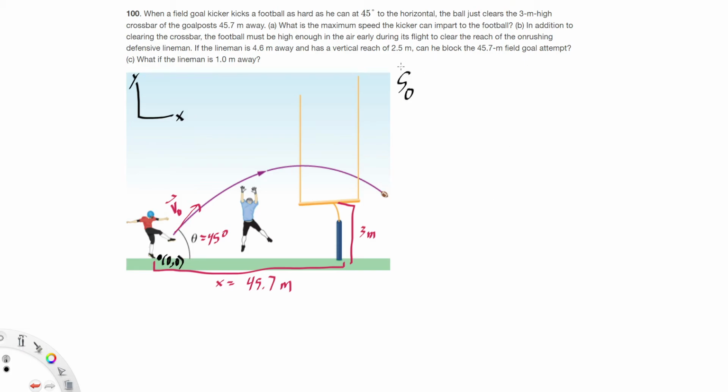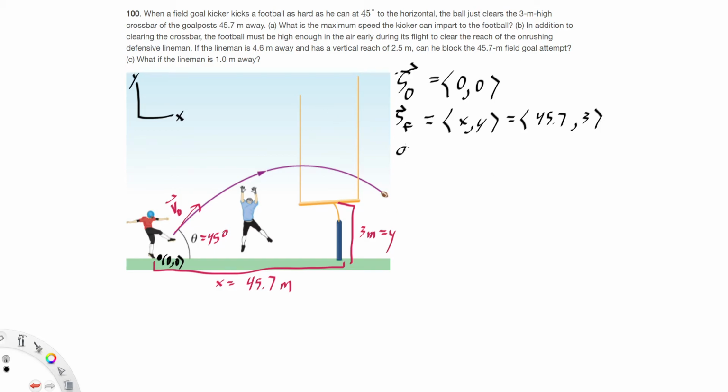So the initial position of the ball is 0, 0. The final position of the ball, that is, as it goes through the uprights, is going to be of the form x, y, and that's going to be 45.7 meters in the x direction, 3 meters in the y direction.